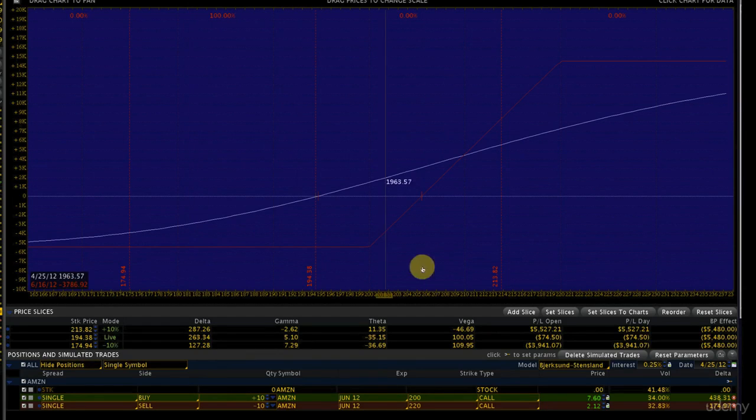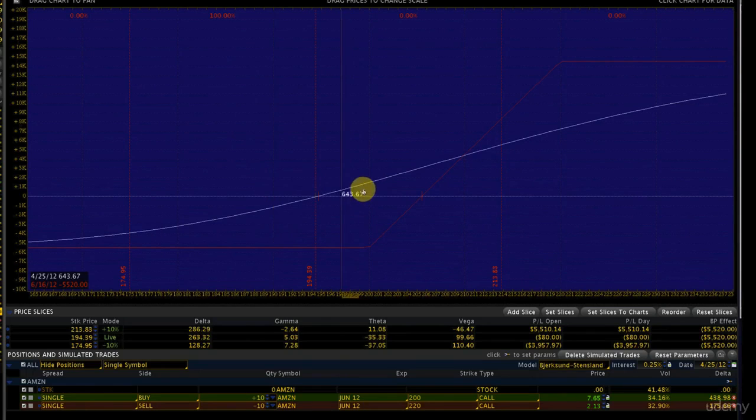Our losses, you'll realize, have come down. Our maximum loss has come down to 5,480, but our maximum profit has also been capped at the strike price of 220. So we've given up any upside potential above the strike price of 220, and in return what we got was a reduction in our maximum loss number. Now let's see how this has happened.